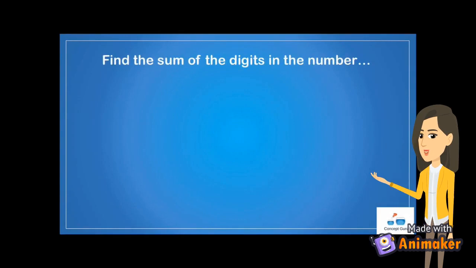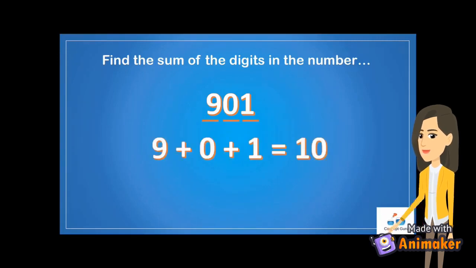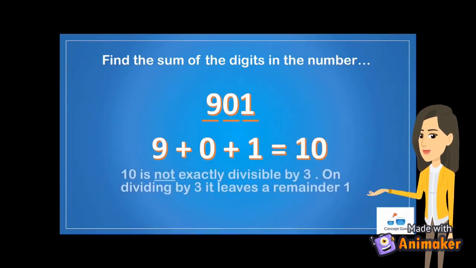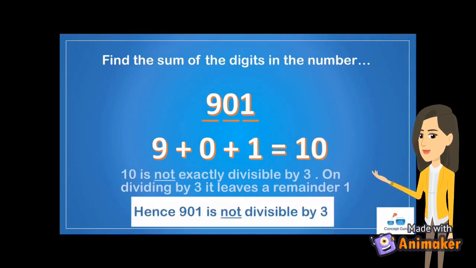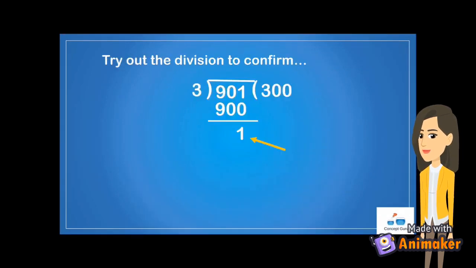So let's find the sum of the digits in this number. 901. So 9 plus 0 plus 1 comes to be 10. But 10 is not divisible by 3, right? It leaves a remainder of 1. And thereby 901 is not divisible by 3. You can try out the division like this, right?